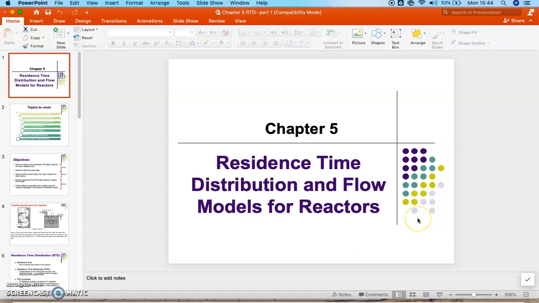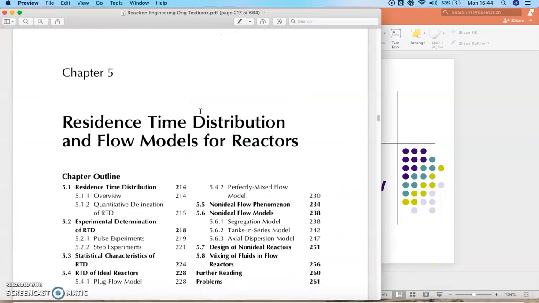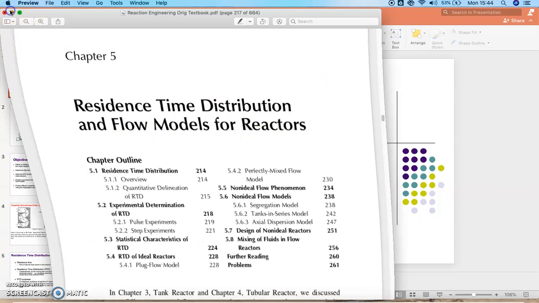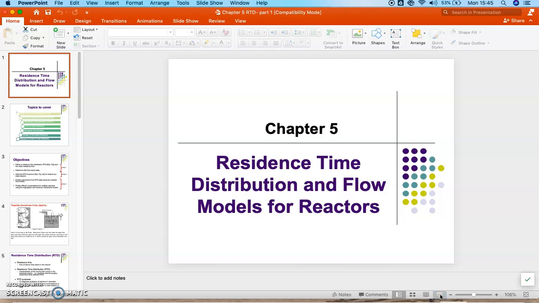Okay, so I'm going to teach you chapter 5. If you refer to your book, it is Residence Time Distribution and Flow Models for Reactors, right? This is the textbook. I will divide this chapter into maybe 3 or 4 parts, depending on the length of the video that I'm going to record. Today we will do part 1.